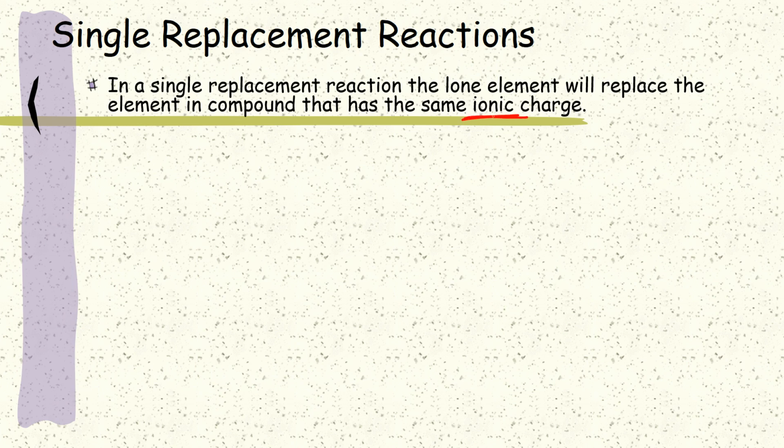What type of compounds do you think we will be dealing with in the metal and non-metal, which is ionic? All right, so we're only dealing with ionics in this. And so when I say same charge, I mean a positive can only replace a positive. So a cation can only replace a cation. An anion can only replace an anion.